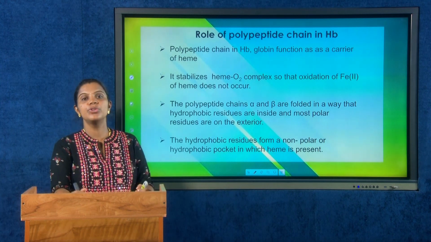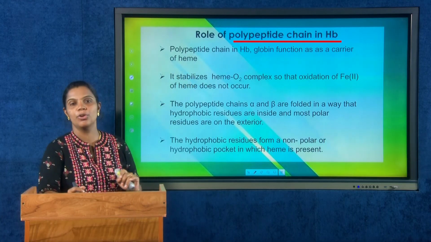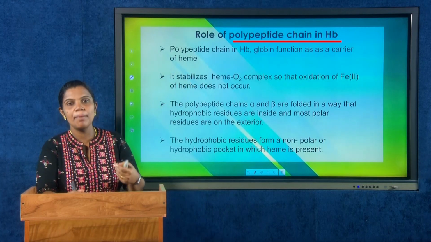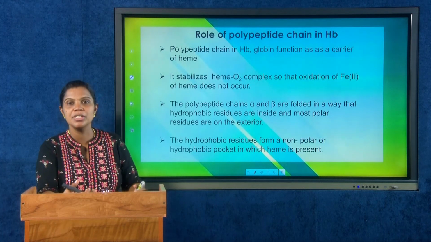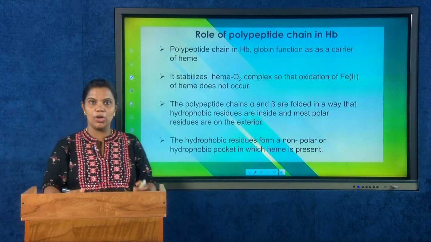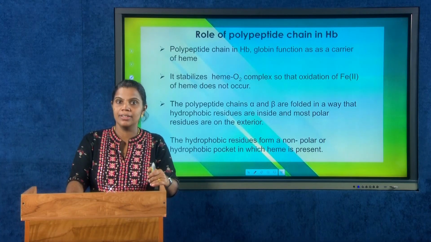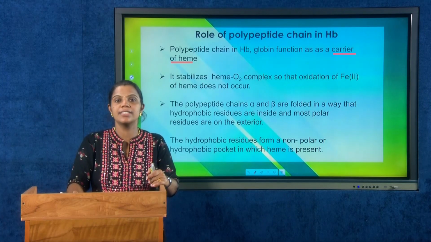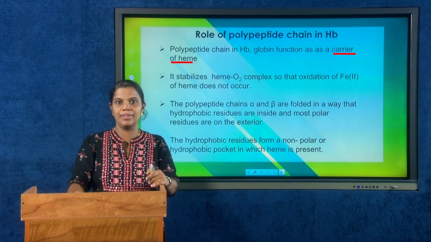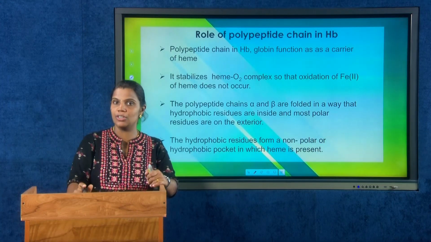Now, let us move to the role of the polypeptide chain in hemoglobin. So, what happens when oxygenation occurs to the polypeptide chain? What is the conformational change occurring? That is what we are going to see next. The polypeptide chain in hemoglobin, that is the globular chains, will function as the carrier of heme. It has the property to stabilize the heme oxygen complex.